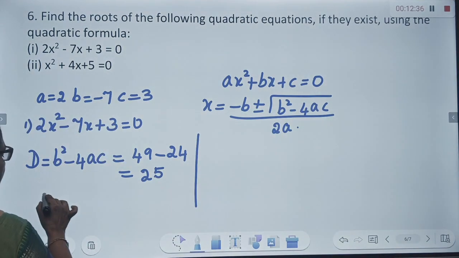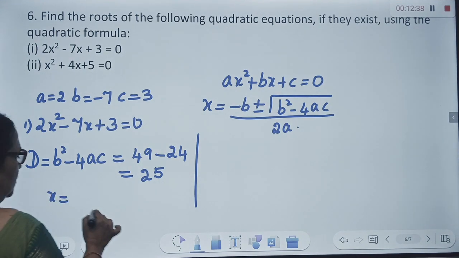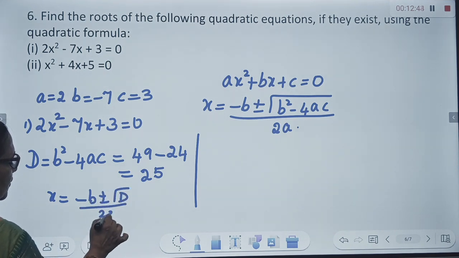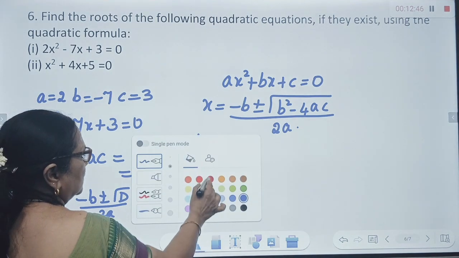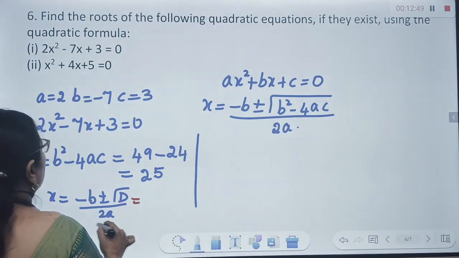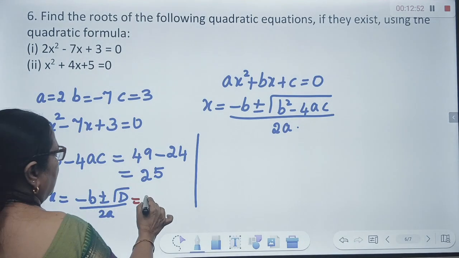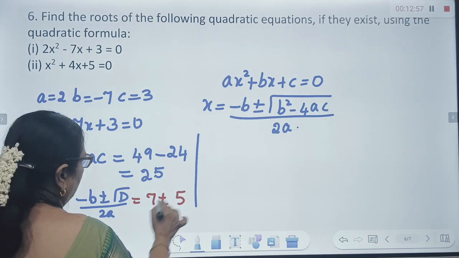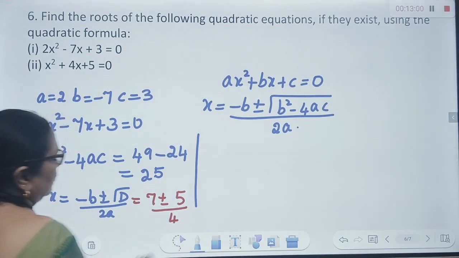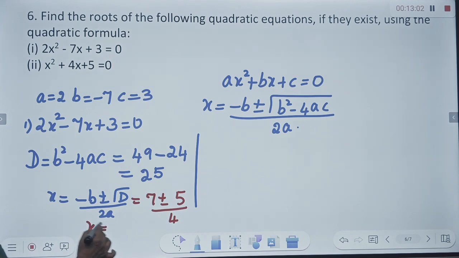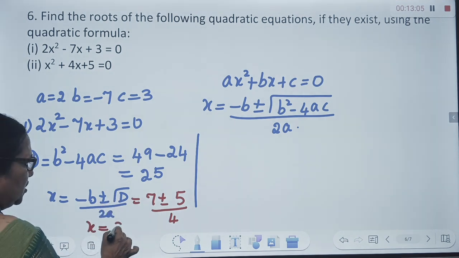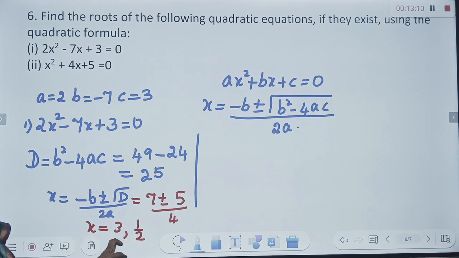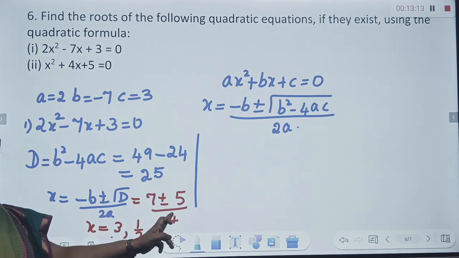Okay, so what is the solution? Solution will be x is equal to minus b plus or minus root of the discriminant by 2a, which is, what is minus b? B is minus 7. So minus b will be 7 plus or minus root 25 will be 5 by 2a. 2a will be 4. So x is equal to 12 by 4, which is 3, or 2 by 4, which is half.